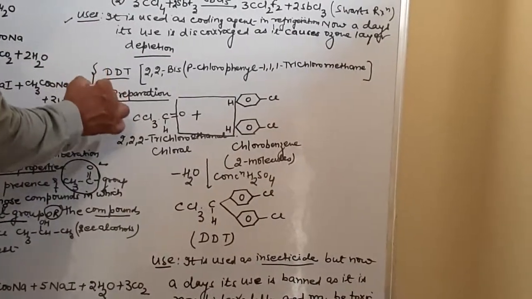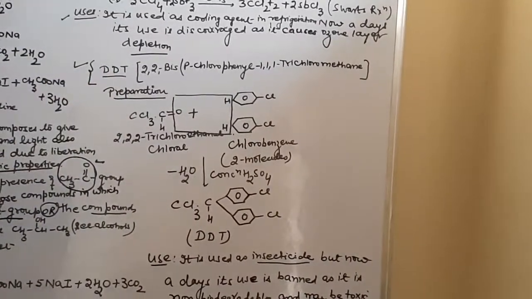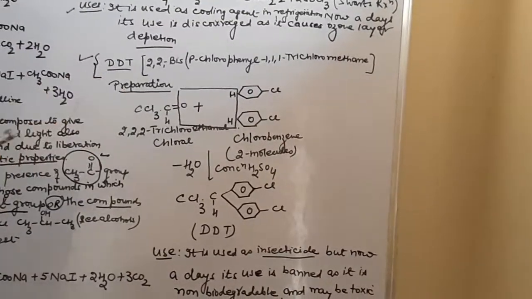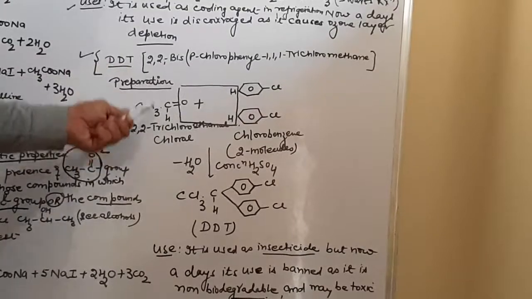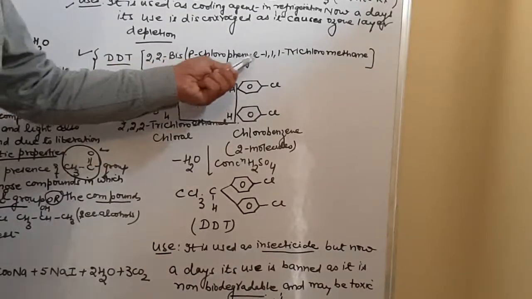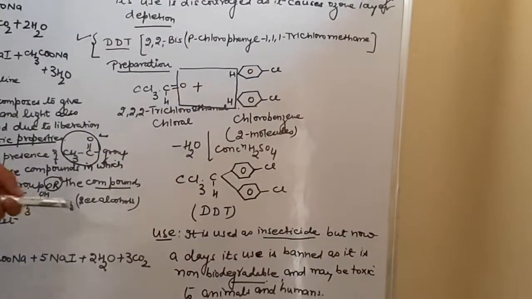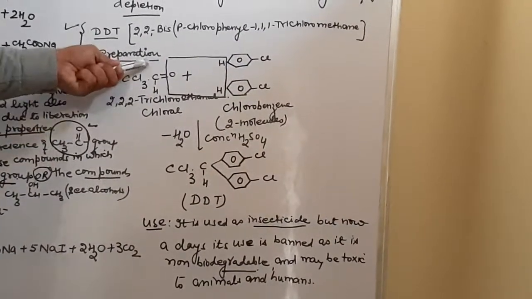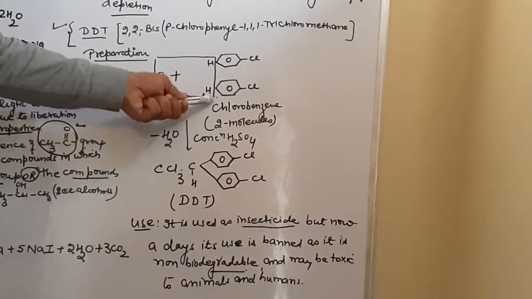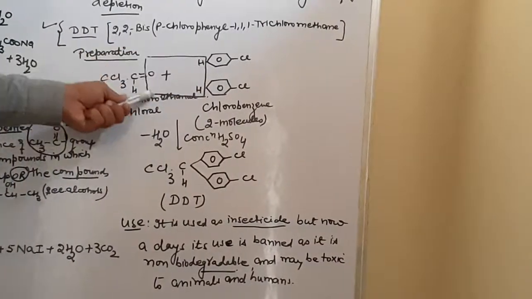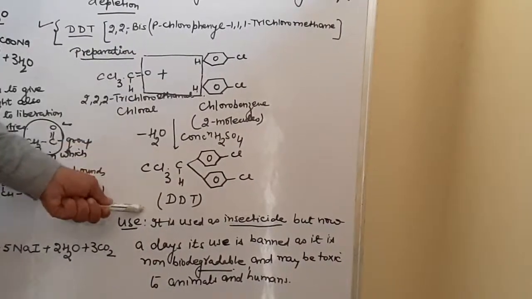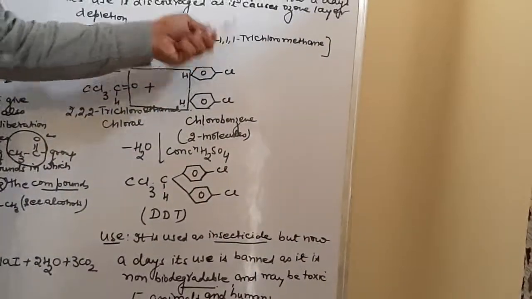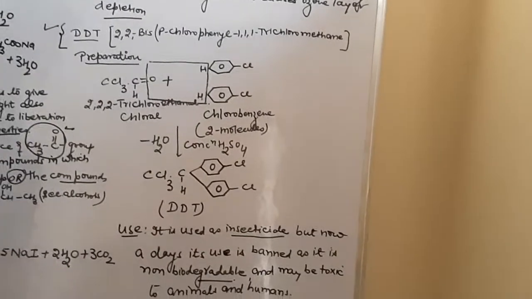Then the last polyhalogen compound which is in the syllabus is DDT. We all know what is DDT. It is used as an insecticide. What is the IUPAC name of DDT? It is 2,2-bis(parachlorophenyl)-1,1,1-trichloroethane. How is it prepared? If we treat chloral, CCl3CHO, with 2 molecules of chlorobenzene, removing a molecule of water from here, it will result in the formation of DDT, which is 2,2-bis(parachlorophenyl)-1,1,1-trichloroethane.